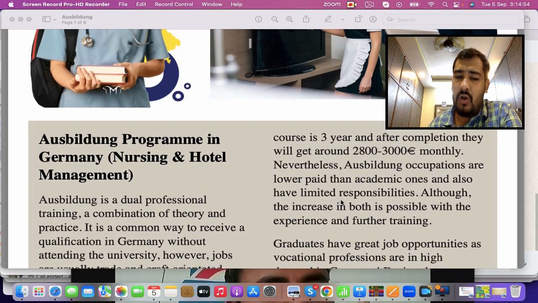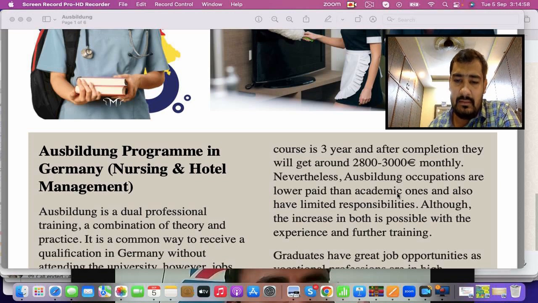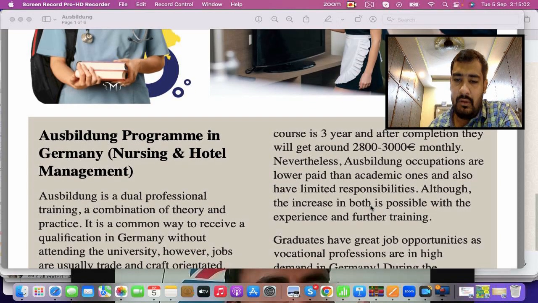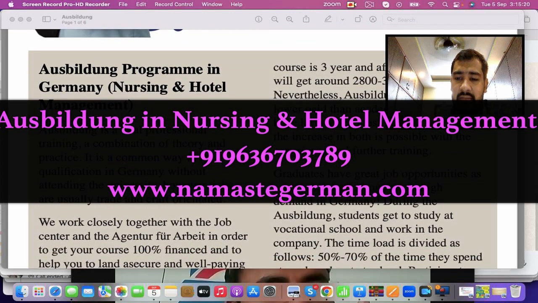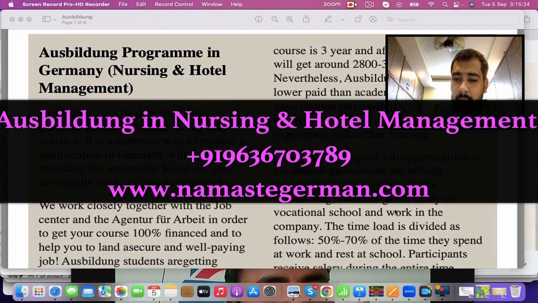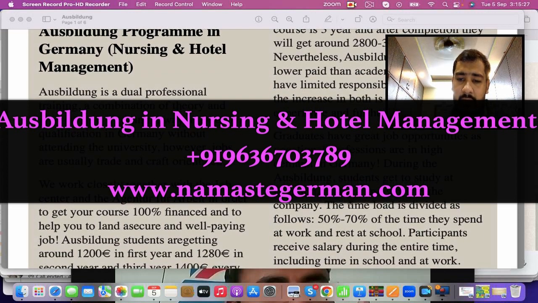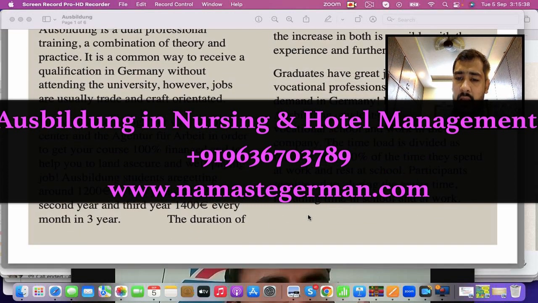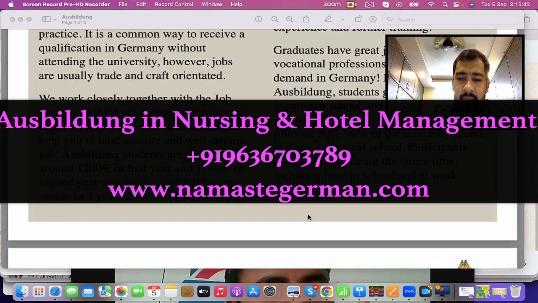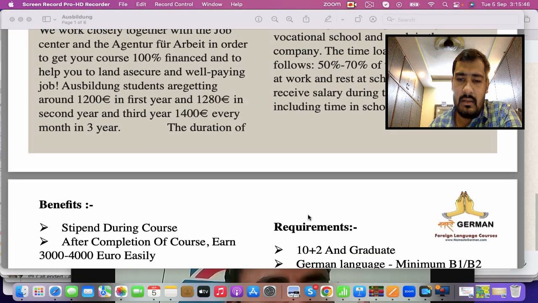As I said, it's a combination of theory and practice. These Ausbildung occupations are a little bit lower paid than the academic jobs, obviously, and they also have limited responsibilities. But as you move ahead in your professional career, there's a lot of hike possible in your salary. As you gain more experience and grow professionally, the salary increases are more. Graduates have great job opportunities in the vocational field because it is in great demand in Germany. The students work at the vocational school and also in the company. It's approximately 50-50, I would say 50% to 70% they spend at work, and the remaining time learning theory at school. You receive the full salary for the whole duration, whether you are at school or in the industry.